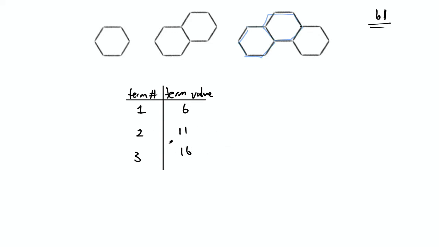So then the pattern here is that we can add 5 each time, or if we look here, we can multiply the term number by 5 and add 1. Multiply the term number by 5 and add 1, we get 11. Multiply this by 5, add 1, we get 16.